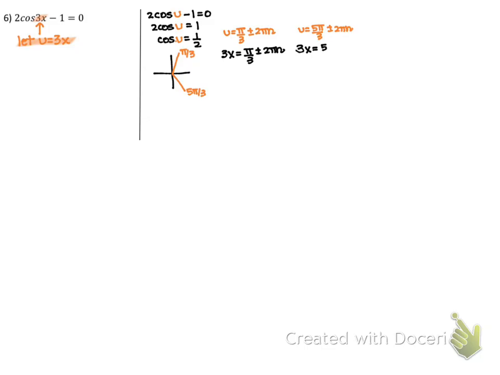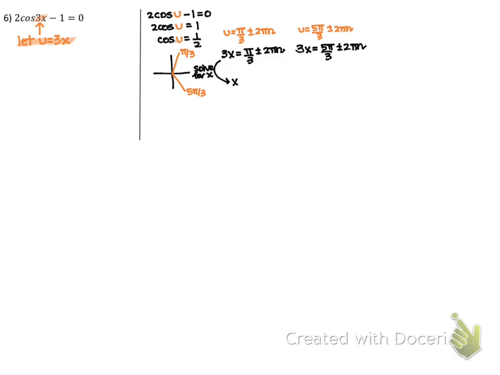X is equal to 5 pi over 3 plus or minus 2 pi n. Now, remember, you still have to solve for x. Whatever the original variable is, that's what your answer needs to be. If it was thetas, then your answer is thetas. If it was x's, your answer is x's. If it's alphas, it's alphas.